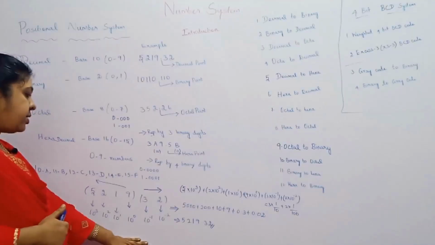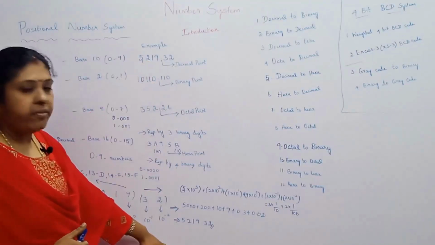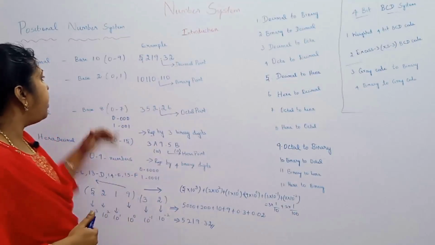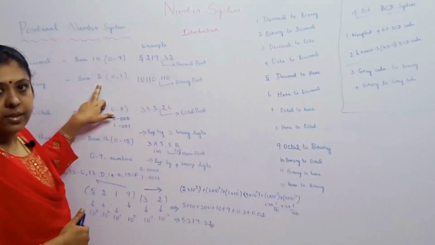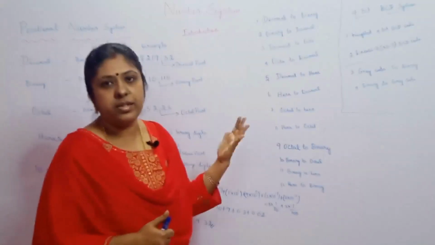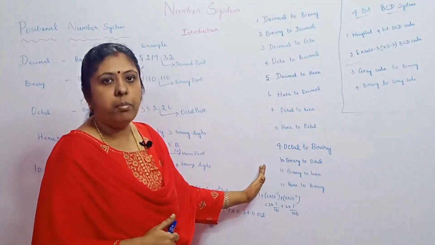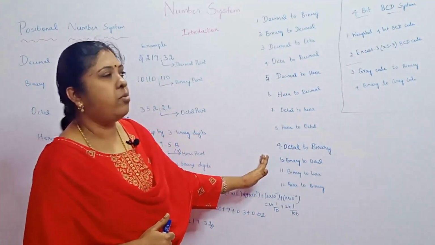We have already seen how the weightages are calculated for a decimal number. Similarly, depending upon the base, each digit has different positional values and different systems to calculate all these conversions, but everything is very easy.